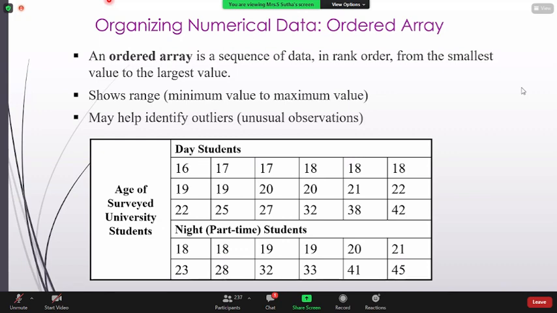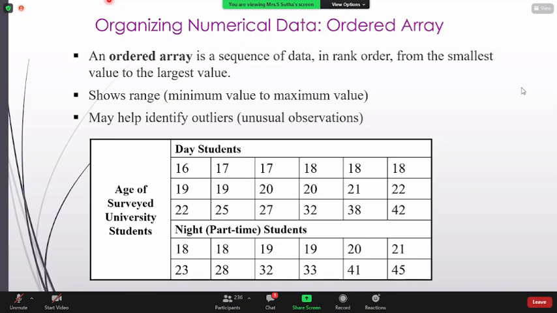Is it a qualitative or quantitative variable? Quantitative variable. Why is it quantitative? Because it takes numerical values, right? We are measuring with a number of years. So it is a quantitative variable, right?